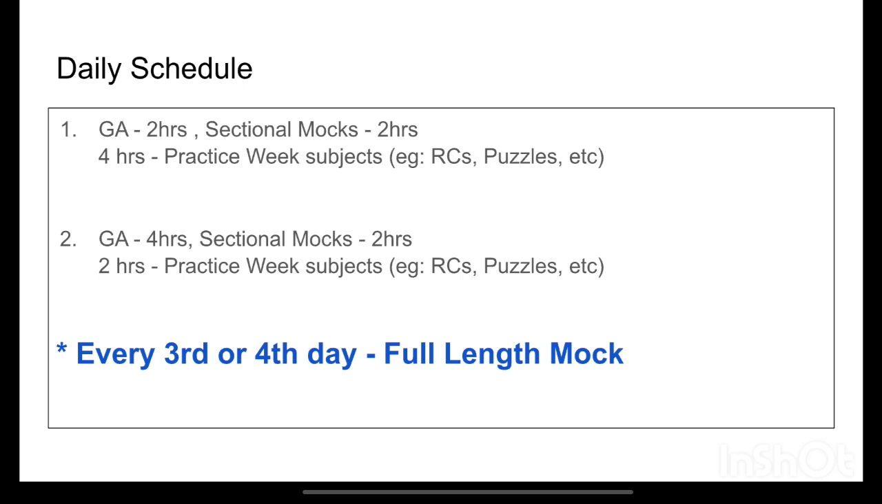Plan 2, here you are giving GA 4 hours. 4 hours for GA, 2 hours for sectional. Now you are done with 6 hours. You will be having 2 hours to do practice of your weak subjects. You might think plan 2 is allowing you only 2 hours to practice.